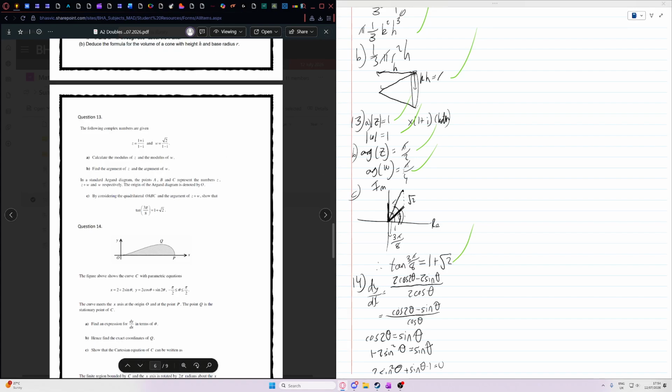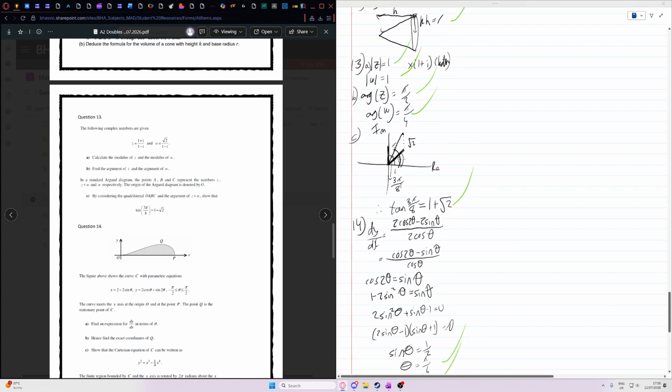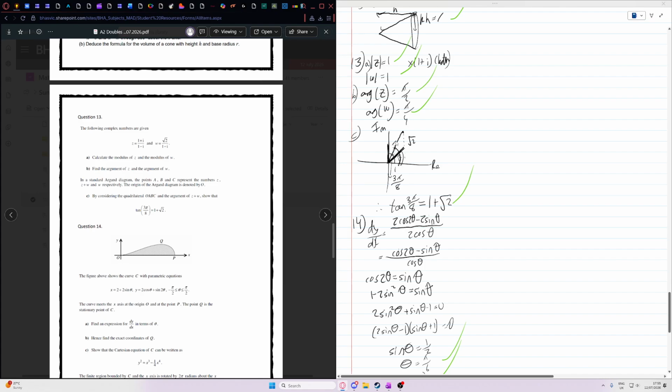Question 13. These questions are really the same. So find the modulus, find the argument. Part C. This one's actually relatively cool. We're going to put these on an Argand diagram, but a very bad Argand diagram from me. I apologize for that. But you're going to see that when you plot this, this is going to be √2, and then this is going to be 1, and you can just show that angle because it's the two angles subtracted, I think.